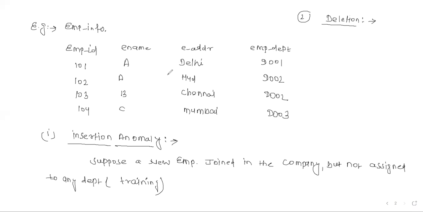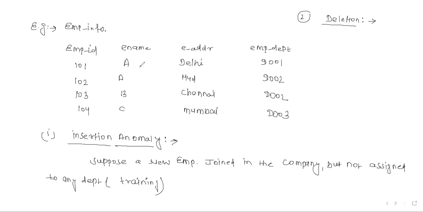But if you remove the records based on the name, again the problem will be there: the two records, or whatever the matching number of records, are going to be deleted. So it should not happen. That is what is called deletion anomaly. You need to delete the records appropriately so that the other records are not affected. That is called deletion anomaly.